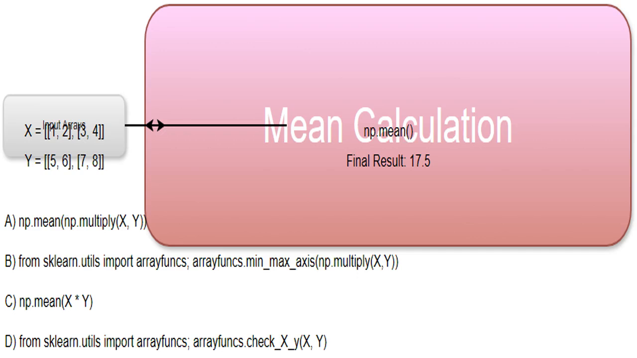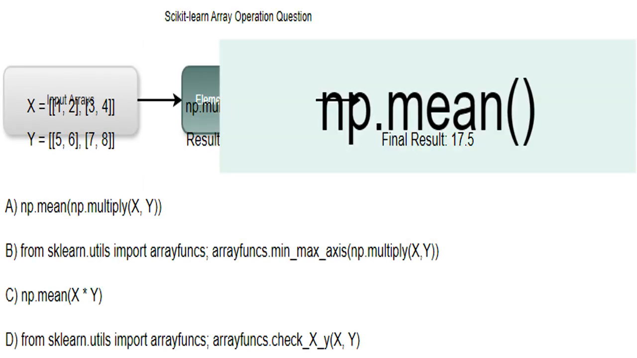The next step is to calculate the average, mean, of all the elements in the resulting array from the element-wise multiplication. This step involves summing all the elements, 5 plus 12 plus 21 plus 32, and dividing by the total number of elements, 4. NumPy's np.mean function efficiently computes the mean of an array. We apply this function to the array obtained from element-wise multiplication to calculate the overall average.